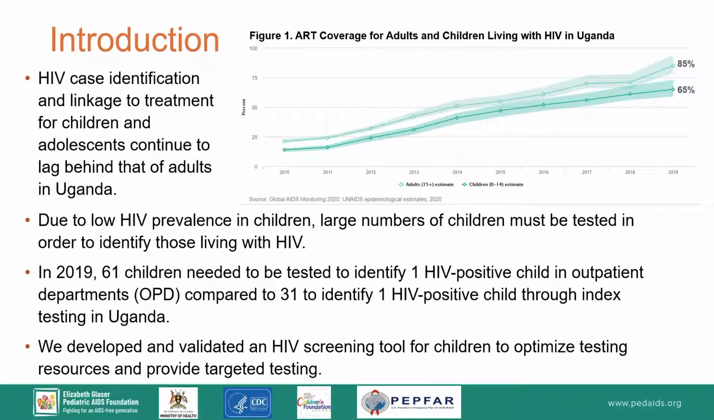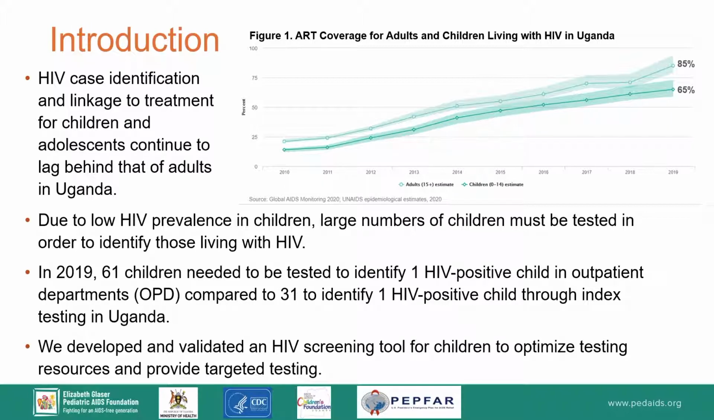Identification of HIV-infected children presents a huge financial challenge. Because of the low HIV prevalence in children, large numbers of children must be tested in order to identify those living with HIV. In 2019, 61 children needed to be tested to identify one HIV-positive child in OPD, compared to 31 children tested to identify one HIV-positive child through index testing in Uganda.